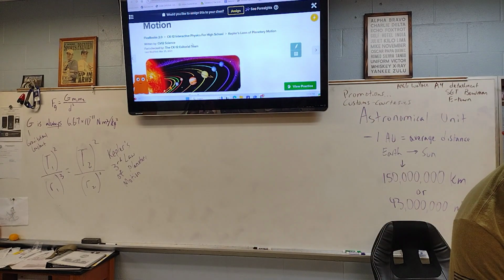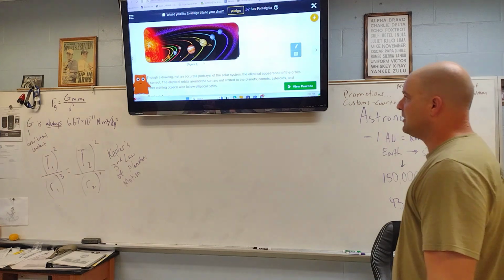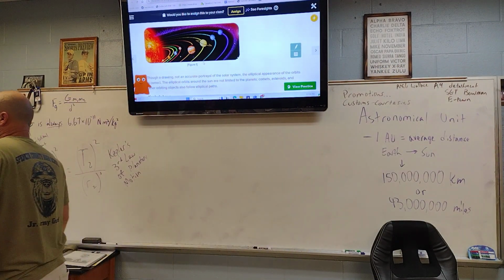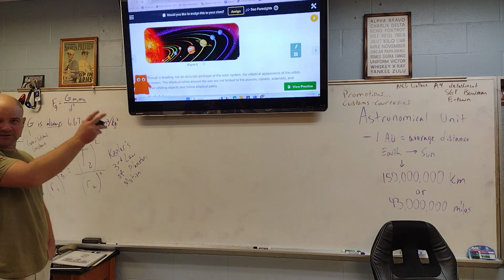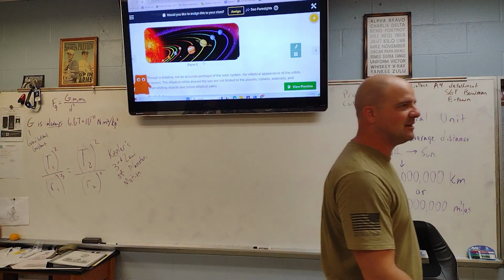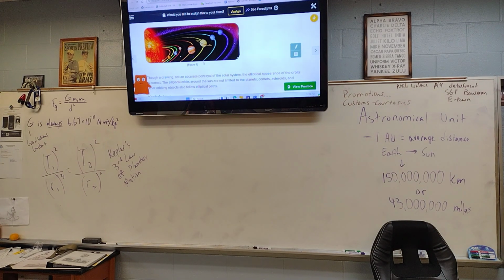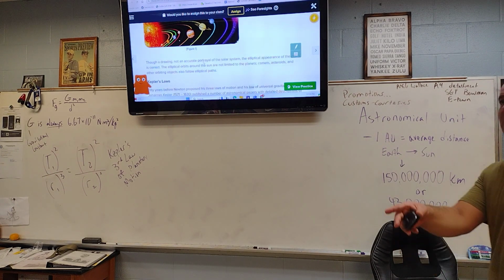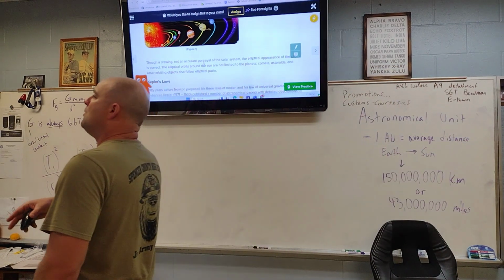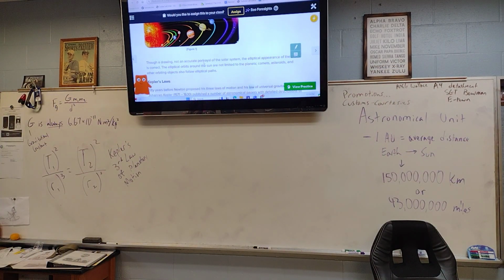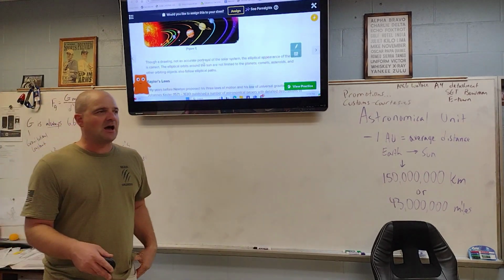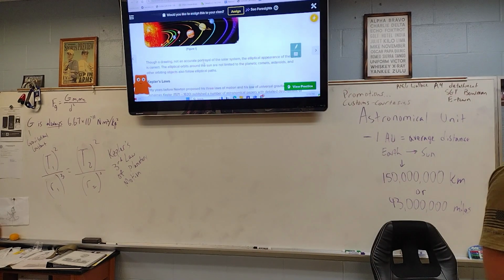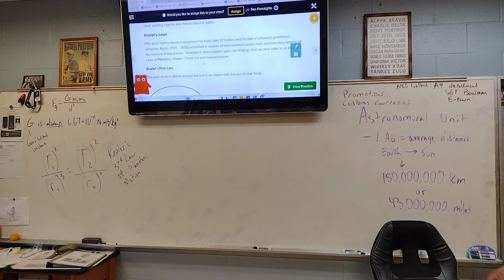Let's read. It tells us, though a drawing, not an accurate portrayal of the solar system, the elliptical appearance of the orbits is right. Now, they're not perfectly right, because not all the planets have the same ellipse, or the same dimensions to the ellipse. But they're all elliptical. We knew that already, right? Remember just a few lessons ago, we talked about how orbits are elliptical. They're not perfect circles. The elliptical orbits around the sun are not limited to planets. Comets, asteroids, other orbiting things also orbit in ellipses.